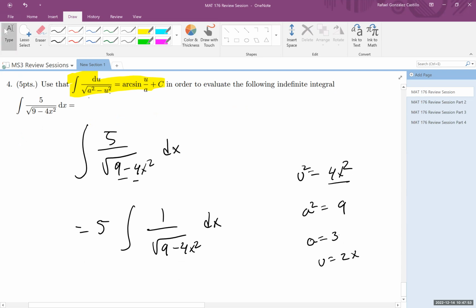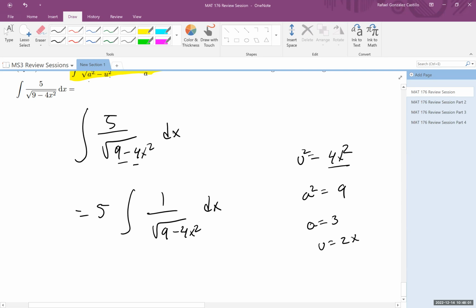Here we're only really concerned with the positive answer, not with the negative. So that's why I'm not writing plus or minus 3, plus or minus 2x. But properly, you should write it like that.